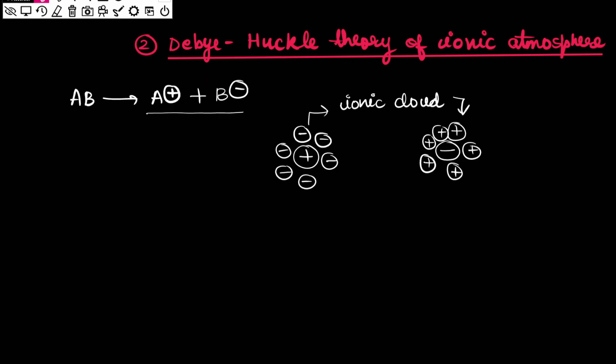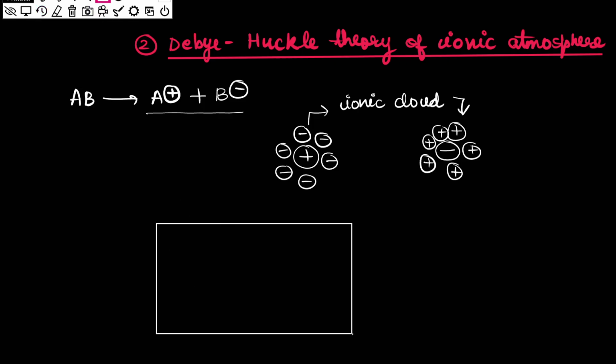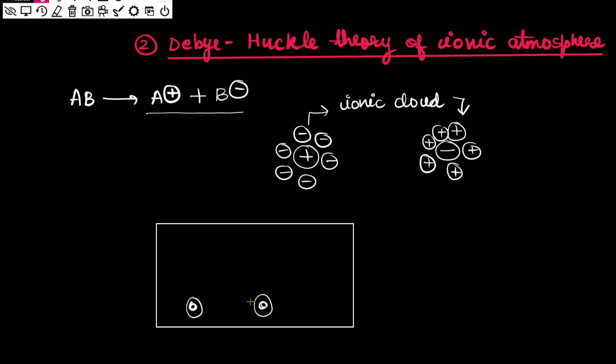Now suppose there is no electric field applied in the solution. Suppose this is our container and there are no cathode and anode, only the electrolyte. In that condition, this central ion will be surrounded by its ionic atmosphere, and this central ion will also be surrounded by its ionic atmosphere. This ionic atmosphere will be quite symmetrical, and this will also be quite stabilized, as it is not in any disturbance. So at that time it is normal.